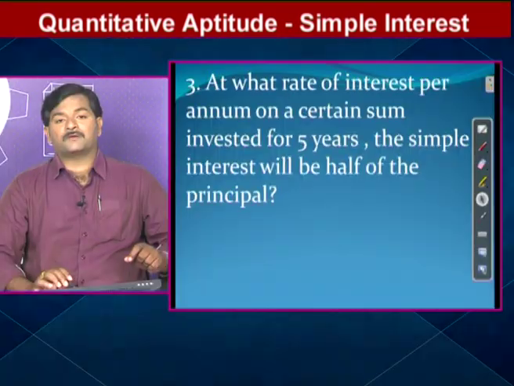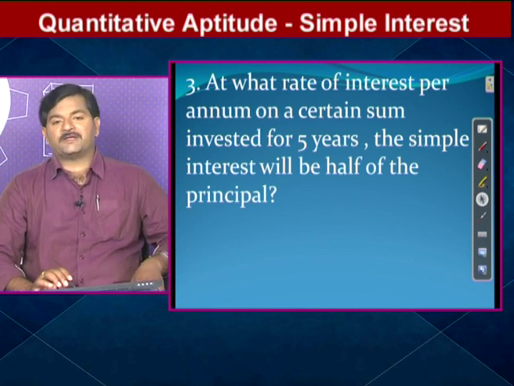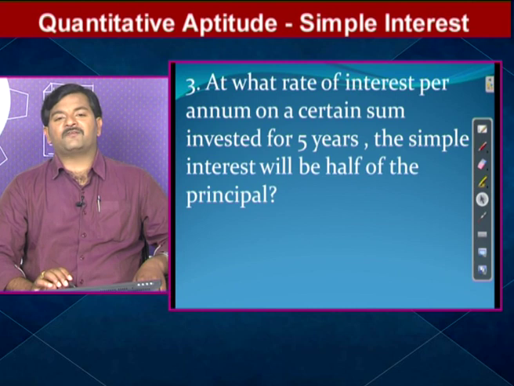In question number 1 we have seen interest. In question number 2 we have seen finding principal amount. In question number 3 he asked to find out at what rate of interest. Obviously R value we have to find. At what rate of interest per annum on a certain sum invested for 5 years, the simple interest will be half of the principal. This is a logical question.